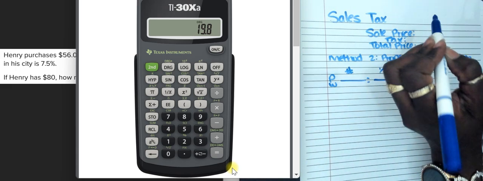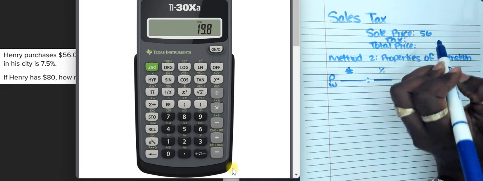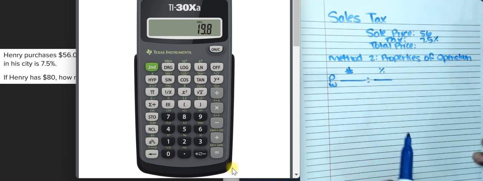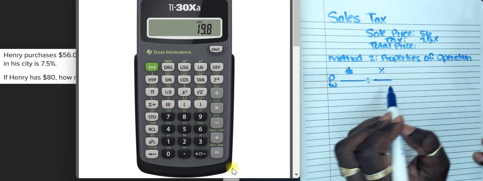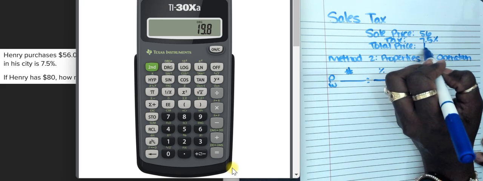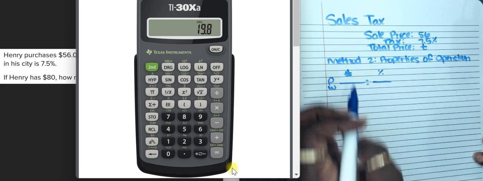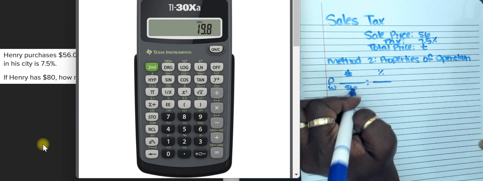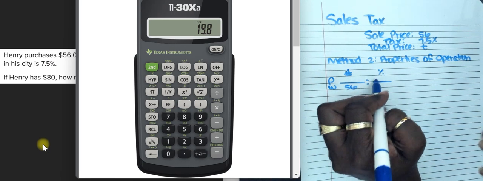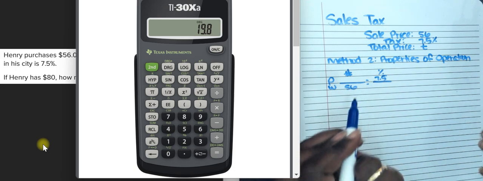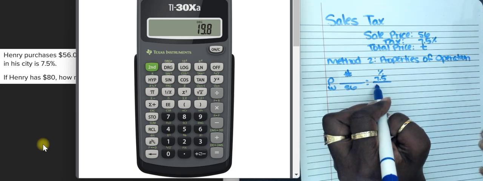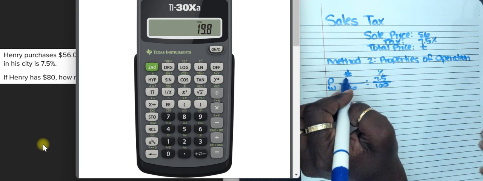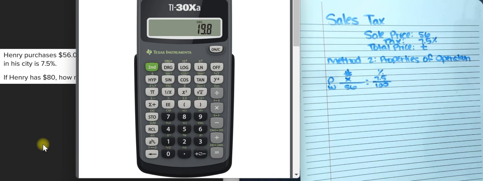The sale price was 56 and the tax is 7.5%. Okay. And so the total price is going to be represented by T. So the whole amount that we're paying is going to be the $56. The tax amount is 7.5. And then we know that when we talk about percentages, we're comparing that to 100%, which is the whole. And then X is going to represent the dollar amount for the taxes.